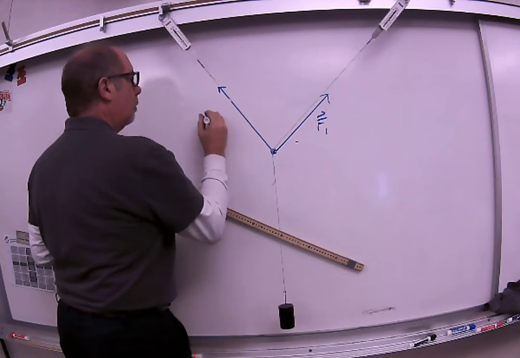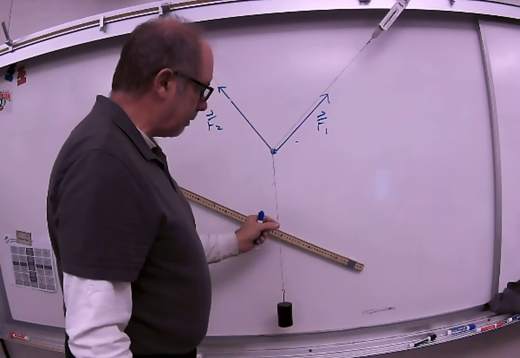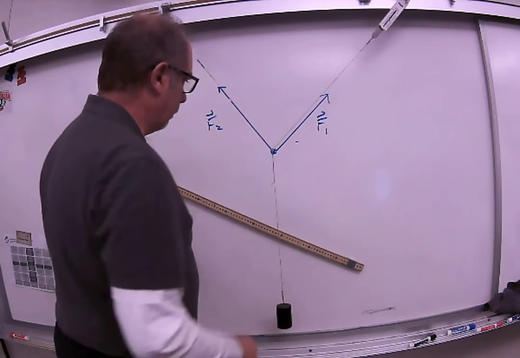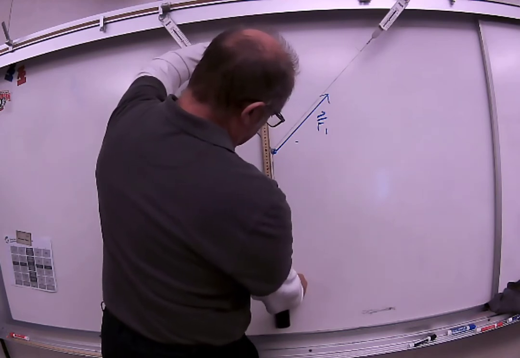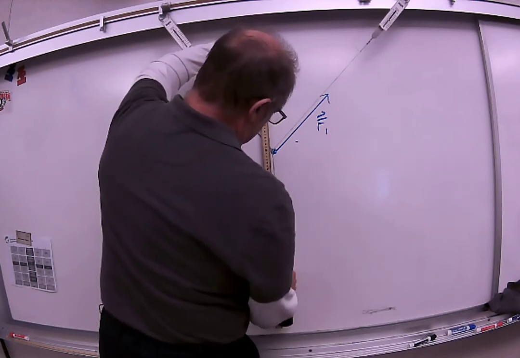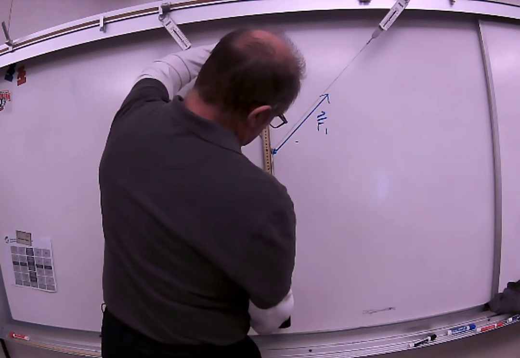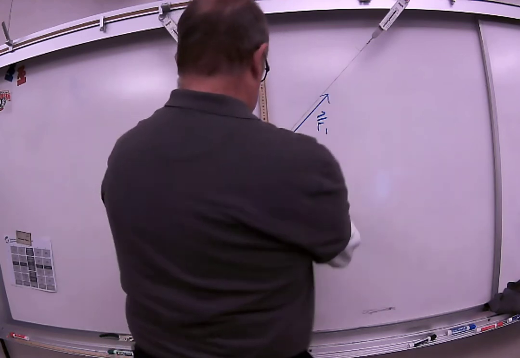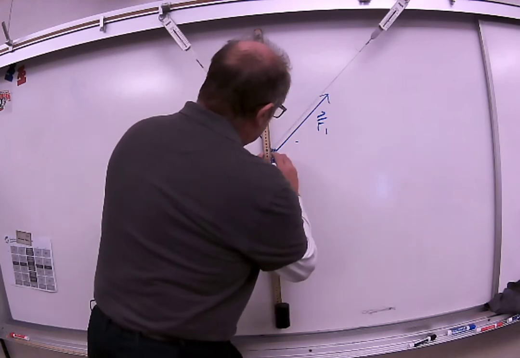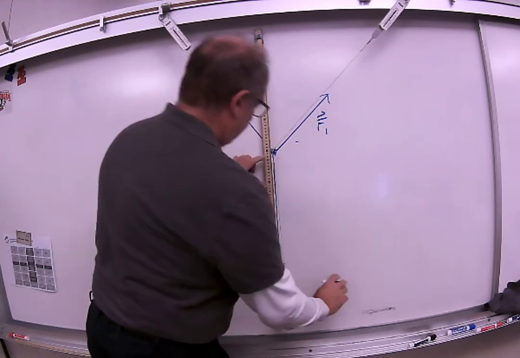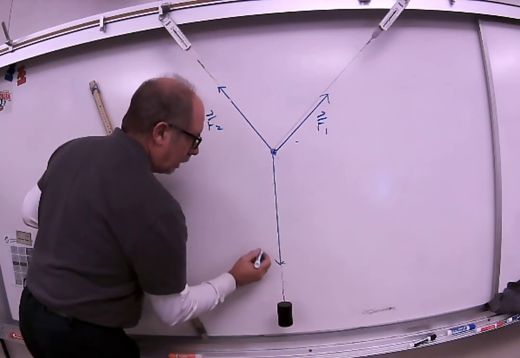I'll call that F2. And then the third force is the weight of this mass, acting along this string straight down. So I'm going to need to get a vector straight down. That's pretty good right there. Now I'll call that the weight vector.